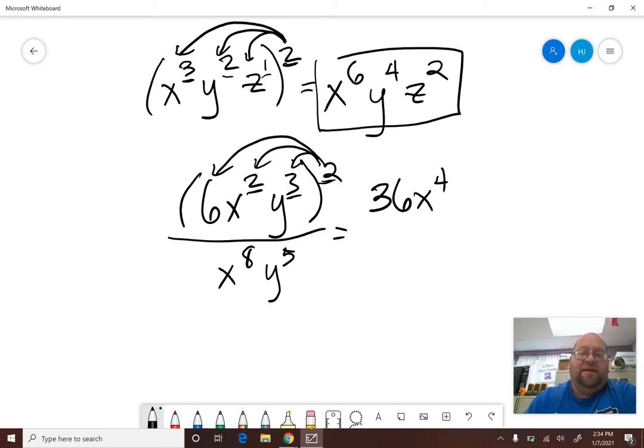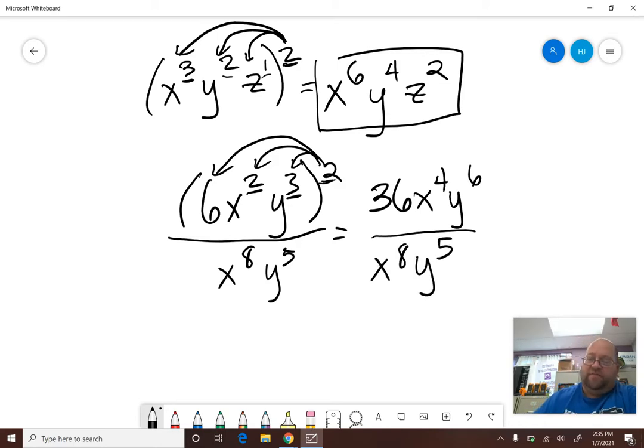Okay, then I'm going to have this power raised to a power. So y to the third raised to the second power. Again, I'm going to multiply. Anytime I've got a power raised to a power, I'm going to multiply. So I've got y to the sixth. And this is all still over this quantity that didn't really change at the bottom, x to the eighth, y to the fifth.